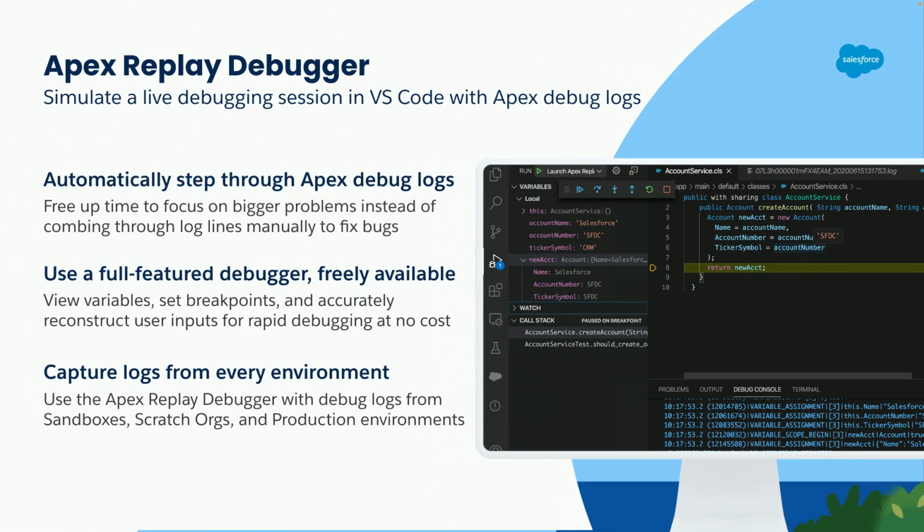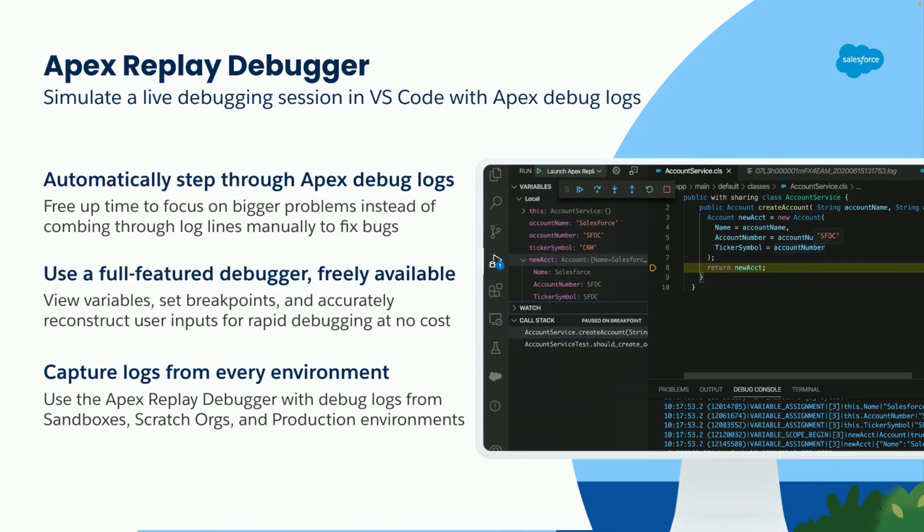Apex Replay Debugger simulates a live debugging session in VS Code with an Apex debug log. The most amazing part is it's available to you for free. And it is included with the Salesforce extension pack, so no hassle there in using it. And it works with all kinds of orgs. You can use it with Apex classes, triggers, test classes, anonymous Apex, and saved log files. But how do you use it?